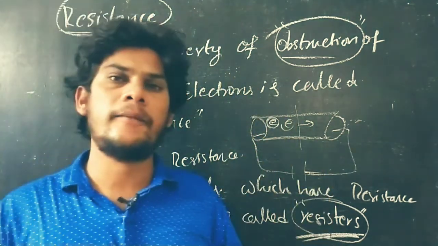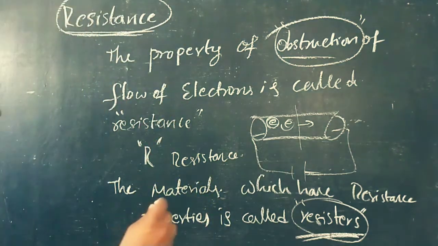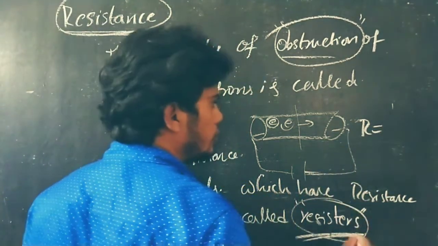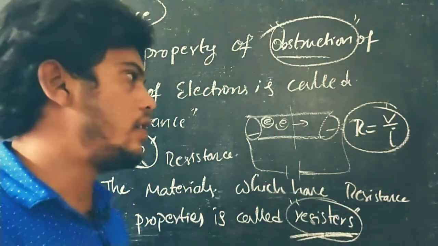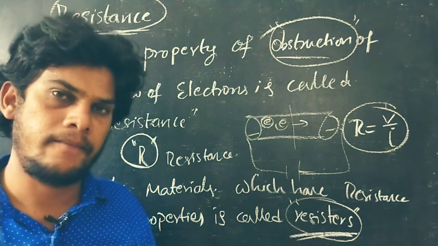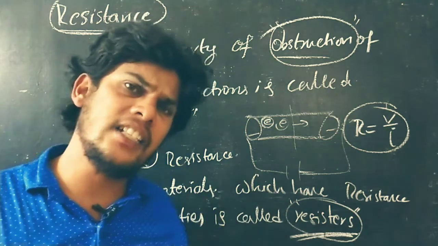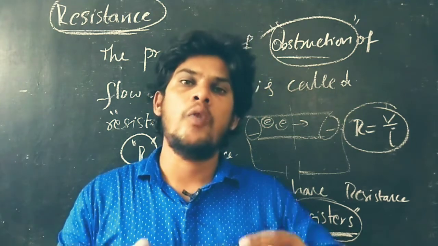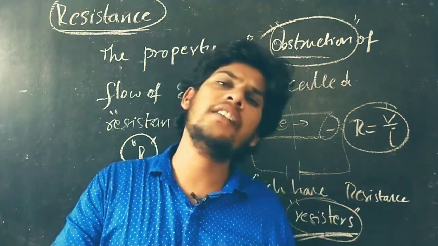This resistance is nothing but the ratio of voltage and current. Already we know the formula, resistance equals V by I. The ratio of voltage and current is called resistance. So this resistance depends upon different factors. Now I would like to teach about the relationship between resistance and different factors.